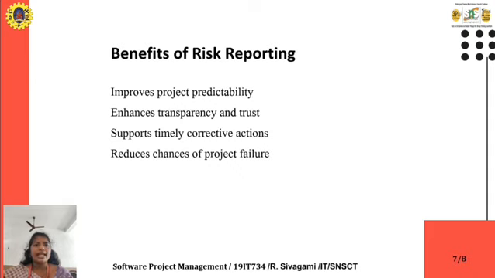The next one is enhanced transparency and trust for our stakeholders, and then supporting timely corrective actions. It supports us to correct our risks in time, taking corrections for those problems promptly. And then it reduces the chances of project failure.